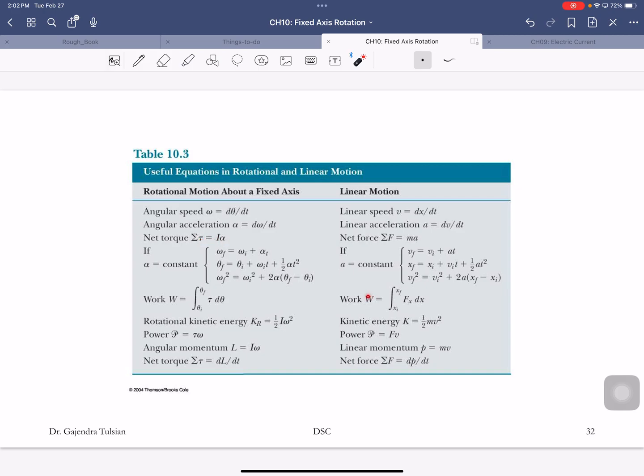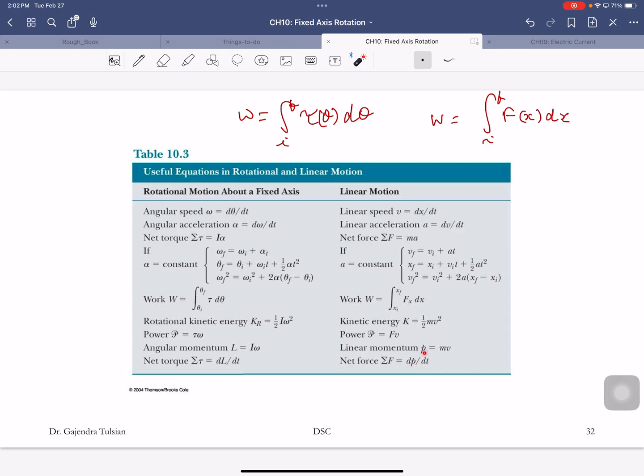The work done was the integral under F dx, and in rotational motion it gets this form. We haven't derived this. Well, we haven't derived many things. That's the work done. If the torque changes with the angular position, that would be the work. Power is torque times omega, power is F times V. So this equation we'll learn in the next chapter.